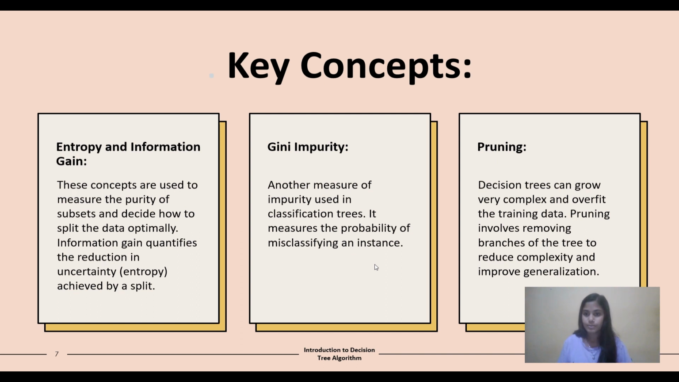The next one is pruning. Here decision trees can grow very complex and overfit the training data. Pruning involves removing branches of the tree to reduce the complexity and improve generalization. What we do is, if there are too many branches in the decision tree and it is becoming too complex, then we remove some unnecessary branches and we make it more understandable and more readable, so it is easier to learn. That is pruning. It makes sure that there is less complexity, and it is more generalized.